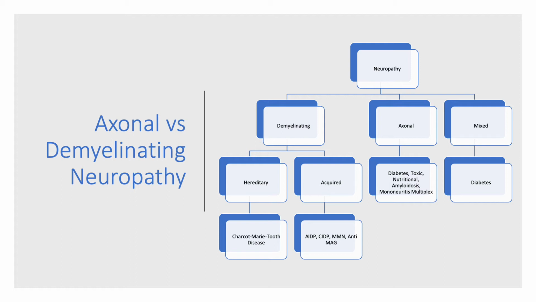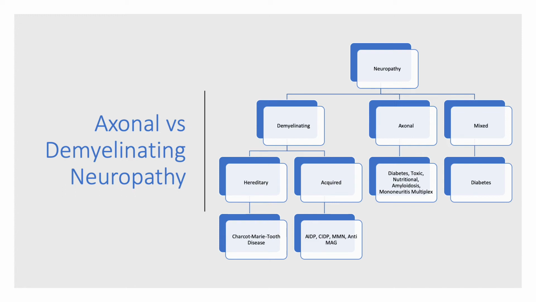And coming to the axonal neuropathies, there is a large variety which we commonly see in clinical practice, including diabetes, which is the most common cause of acquired neuropathies, toxic, nutritional, amyloidosis, mononeuritis multiplex, etc. And mixed neuropathy, like we say, is where we can have characteristic findings of both axonal and demyelinating neuropathies. Diabetic neuropathy is one such example where we can have both these features.